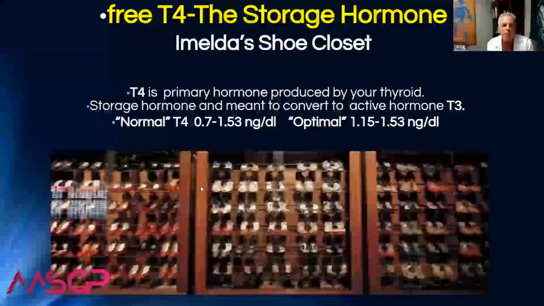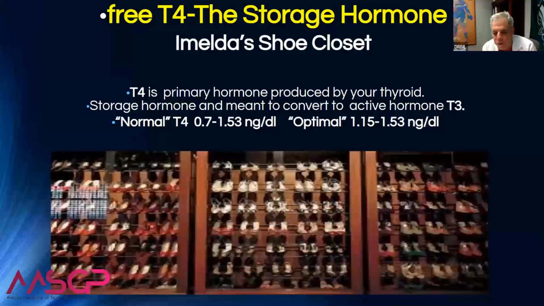The T4 is the store unit. I liken this to those of you who are old enough to remember a lady named Imelda Marcos. She was the wife of the president of the Philippines. In the mid 80s, there was a scandal. Newsweek reported that she had 3,000 pairs of shoes, and she showed her closet. And so the T4, which is the primary hormone produced by your thyroid, is actually just the store unit. It's sort of like Imelda's closet.